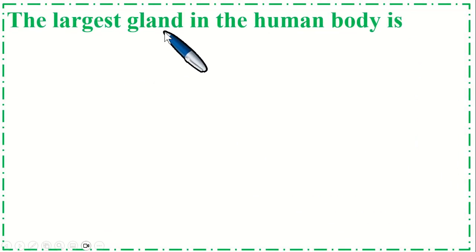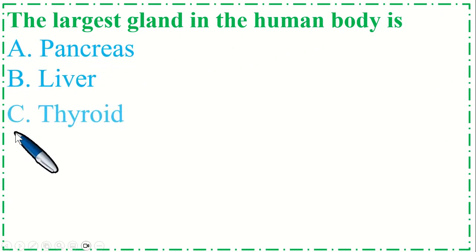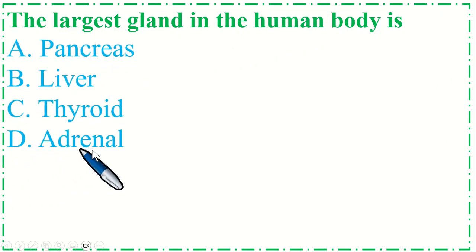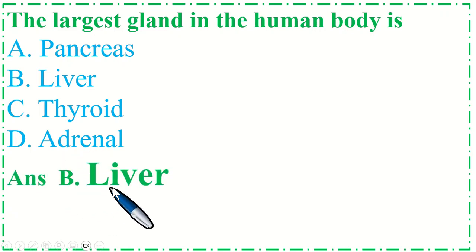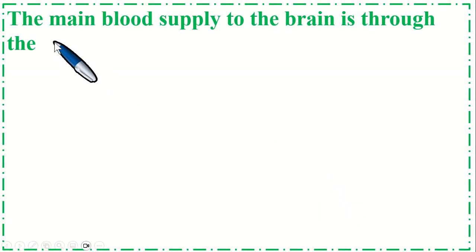The largest gland in the human body is option A, pancreas, B, liver, C, thyroid, and option D, adrenal. So the correct option is B, liver. The liver is the largest internal gland and plays a vital role in metabolism, detoxification, digestion, and bile production. So this is a very important MCQ.